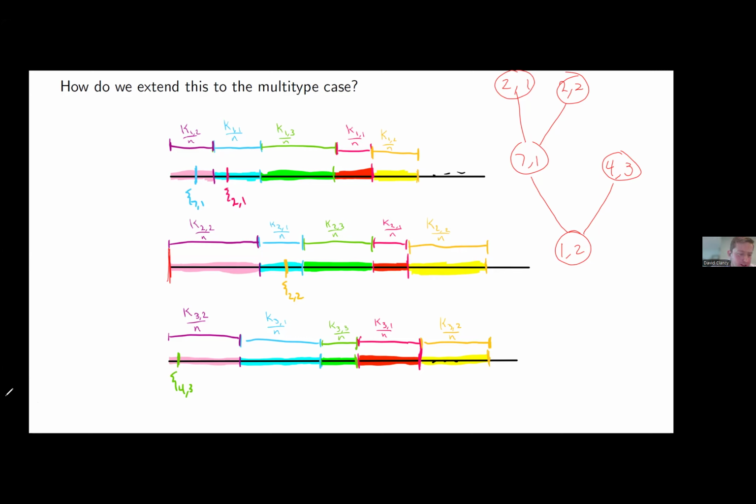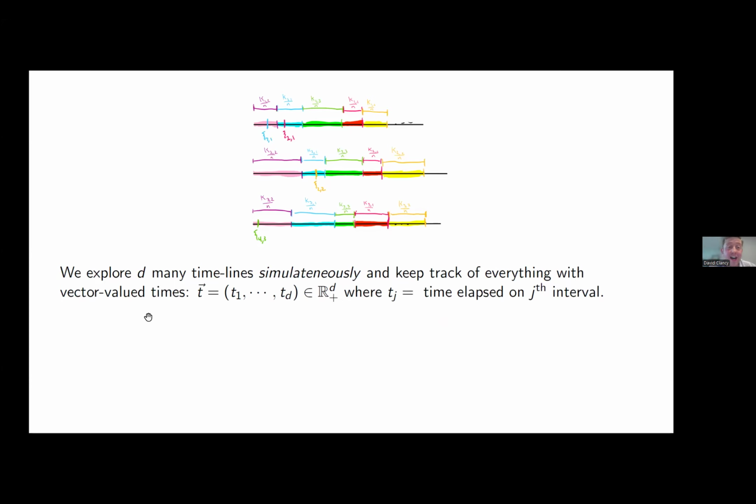So this is what I said. We're going to keep track of time now as a vector valued quantity. So now it has d many coordinates for each of the d timelines that we have. T_j you can think of as the amount of time that's elapsed on the jth interval.